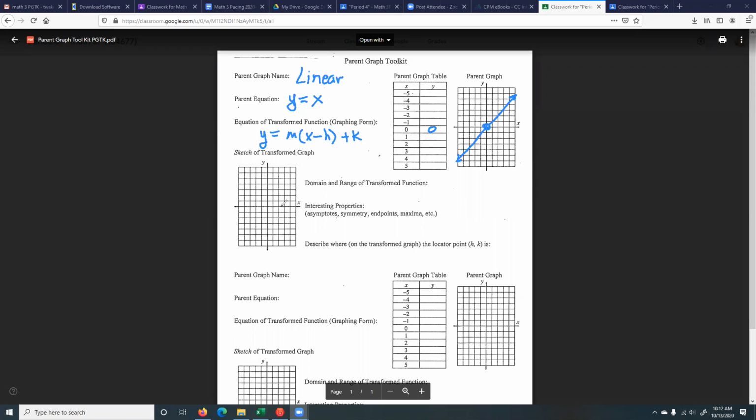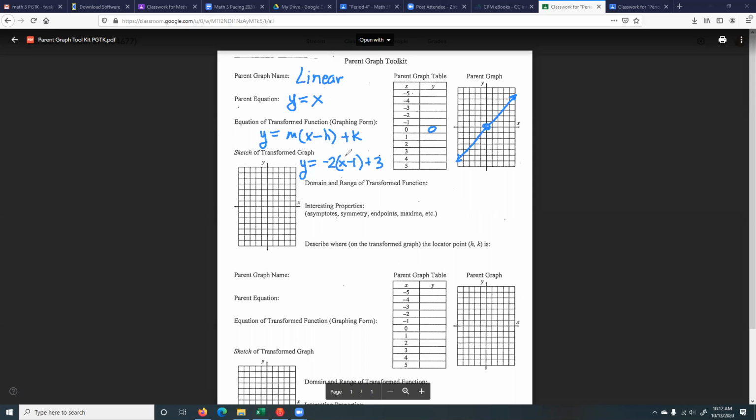Okay, so let's put an example equation. Let's put some numbers in here. Y equals -2 times x minus 1 plus 3. Okay, this is our example. We're going to graph it right here. So this is our parent graph right here. This is what y equals x looks like.